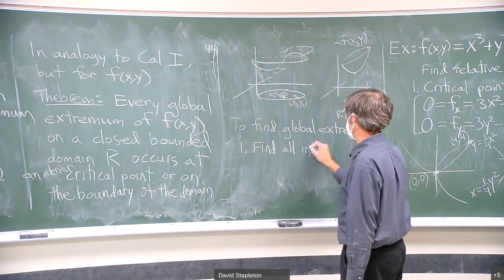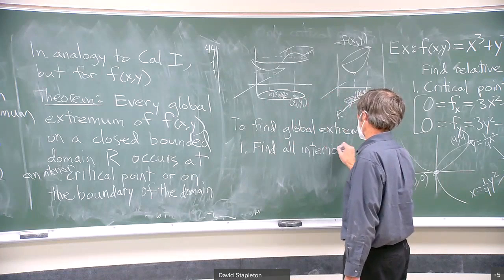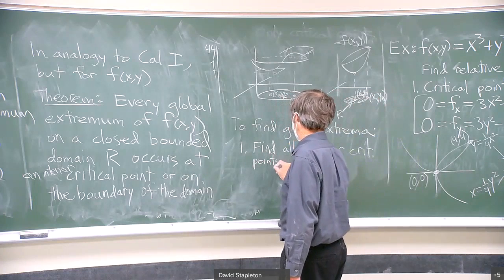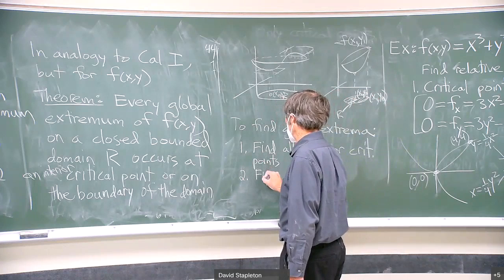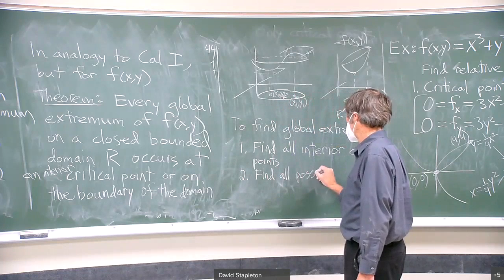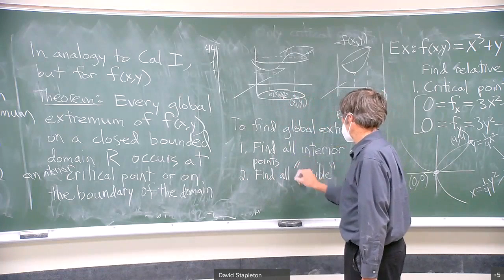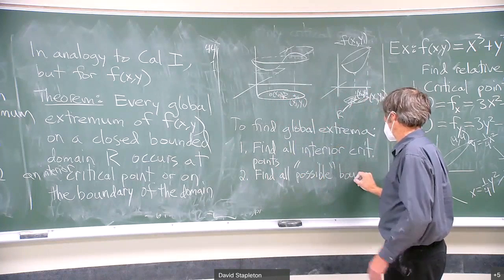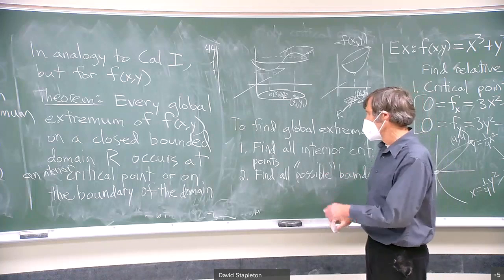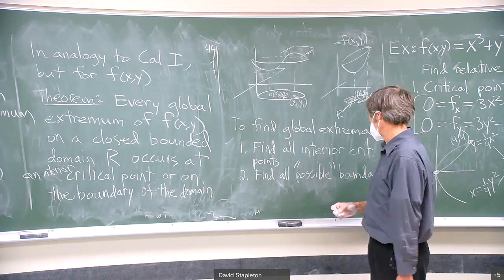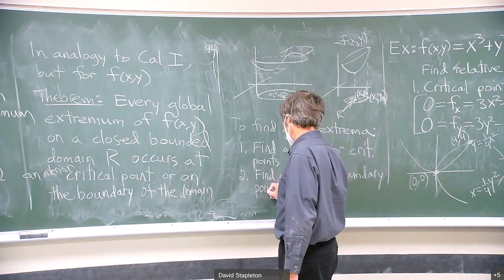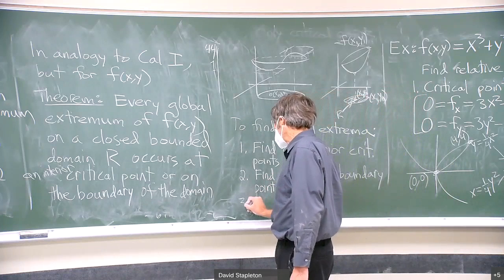The boundary points are automatically critical points. Find all interior critical points. Then find all possible boundary points. I'm going to put that in quotes because I haven't said what that means. The theorem only says it occurs on the boundary somewhere. But what you can do is make the boundary a curve of one dimension and evaluate it using calculus 1 at the possible points. So find all possible boundary points where you might have a maximum or minimum. And then 3, just plug them in.